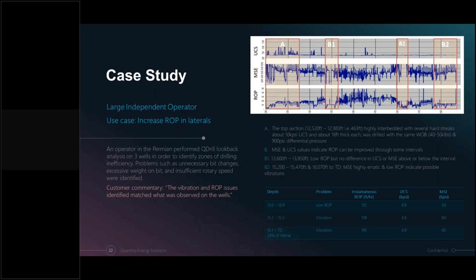There are various case studies that have been done where we looked at laterals in the Permian, and we found that, one, our analysis corroborated with what the customer saw in terms of vibration and ROP issues. And two, in the laterals, in this case 3 wells, about 30% of the lateral was drilled inefficiently. So when it comes to the cost per well, but also the variance from well to well, if you can tighten that standard deviation of well delivery and drilling days, that saves money for the oil company.